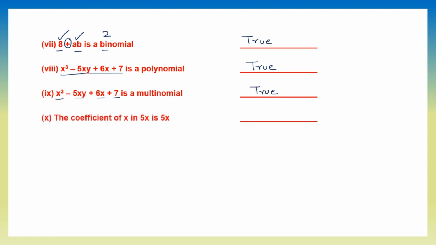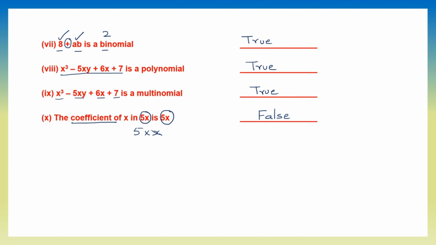Question 10. The coefficient of x in 5x is 5x. Now, what is the meaning of a coefficient? Now, there are factors here. 5x means 5 into x. So, if I ask what is the coefficient of 5, the remaining factor, which is x, will be the coefficient of 5. So, what is the coefficient of x? We leave out x and say the remaining, which is 5. So the coefficient of x in 5x is actually only 5, whereas this statement tells us that it is 5x itself, which is false.